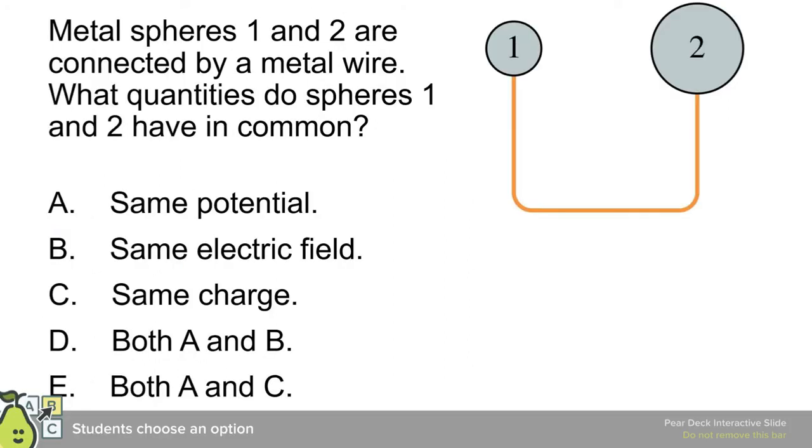All right, metal spheres 1 and 2 are connected by a metal wire. What quantities do spheres 1 and 2 have in common? And the important word here, of course, is metal: spheres connected by metal wire, so they're all conductors. And a conductor has the same potential everywhere, and now we have really one conductor. This whole thing is one conductor, so the potential must be the same everywhere on it, so we end up with that they have the same potential.